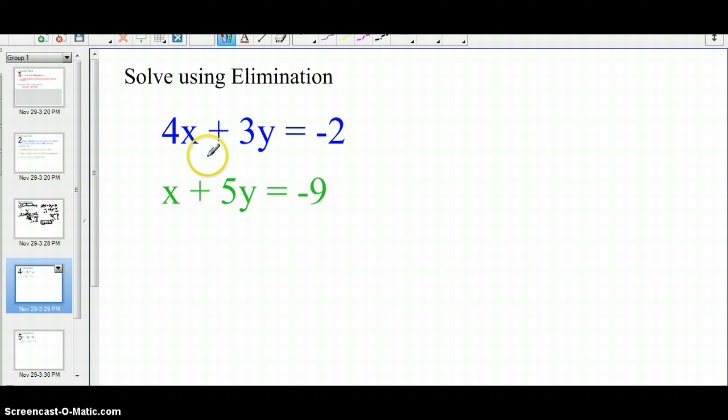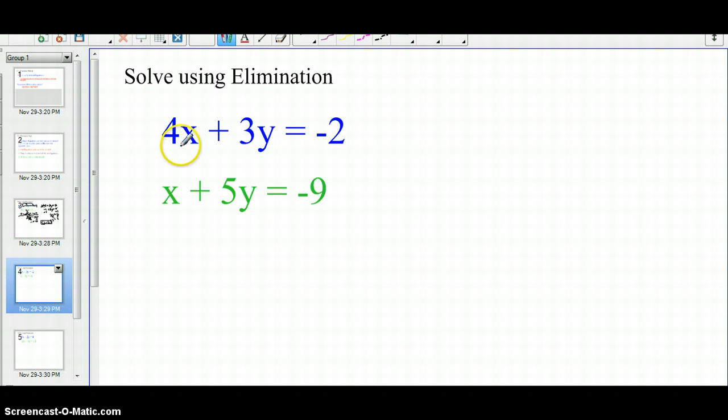4x plus 3y equals negative 2, then x plus 5y equals negative 9. Look at your x's. Can you cancel anything out right away? No. Look at your y's. Can you cancel out anything? No. So now you have to decide which variable you're going to get rid of.